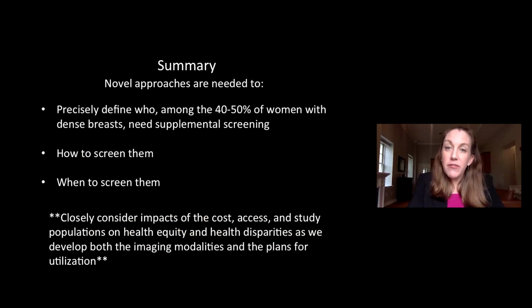So we still need novel approaches to precisely define who, among all those many women with dense breasts, actually need supplemental screening. How should we screen them and when should we screen them? And as we continue these investigations, we must be extra careful to consider the impacts of cost, access, and study populations on health equity and health disparities, as we don't want to increase these more than they already are as we develop the imaging modalities and the plans for utilization.